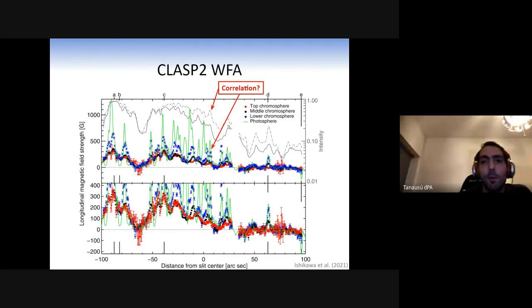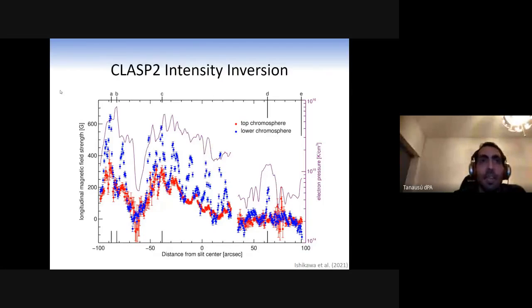In the longitudinal magnetic field, there is an increase in the intensity, both in the core and in the wings. To pursue this kind of correlation further, we took the intensity data and used the IRIS² database to do an inversion of this intensity. What we are plotting here is the magnetic field in the middle and upper chromosphere, and the electron pressure that resulted from that inversion. We can see that it also shows a quite remarkable correlation at eye level.